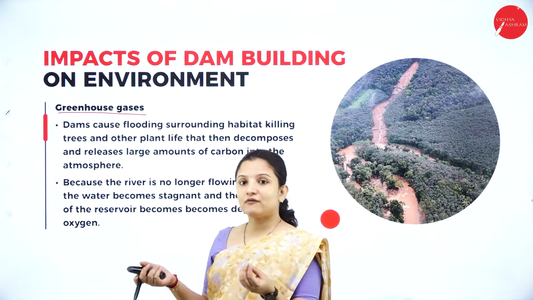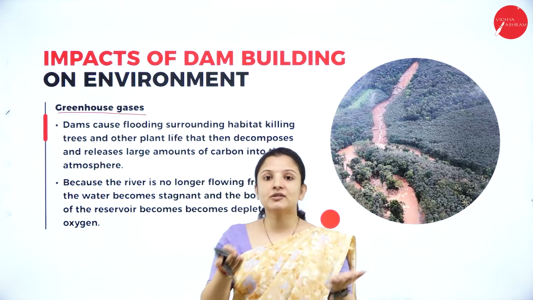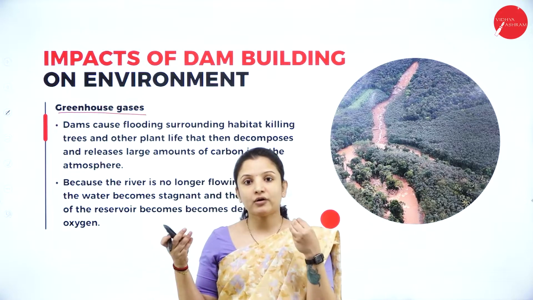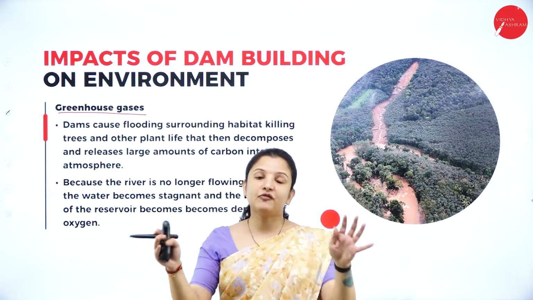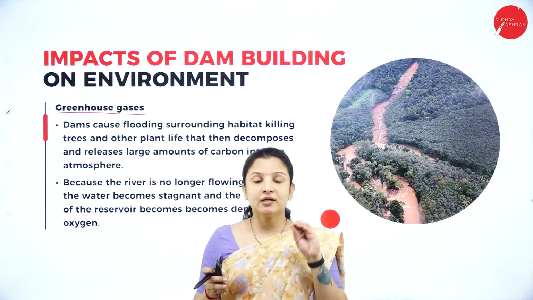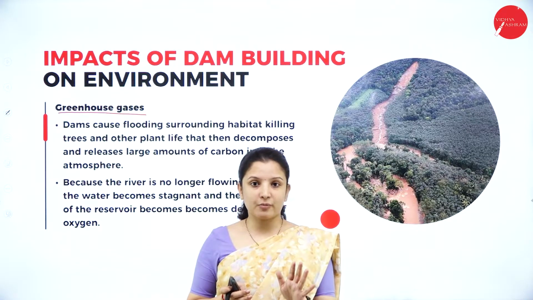So if they slide off, what happens? Along with that, the trees and all that are destroyed. And not just that, the dams can cause flooding of the nearby areas. That also will destroy the tree population.